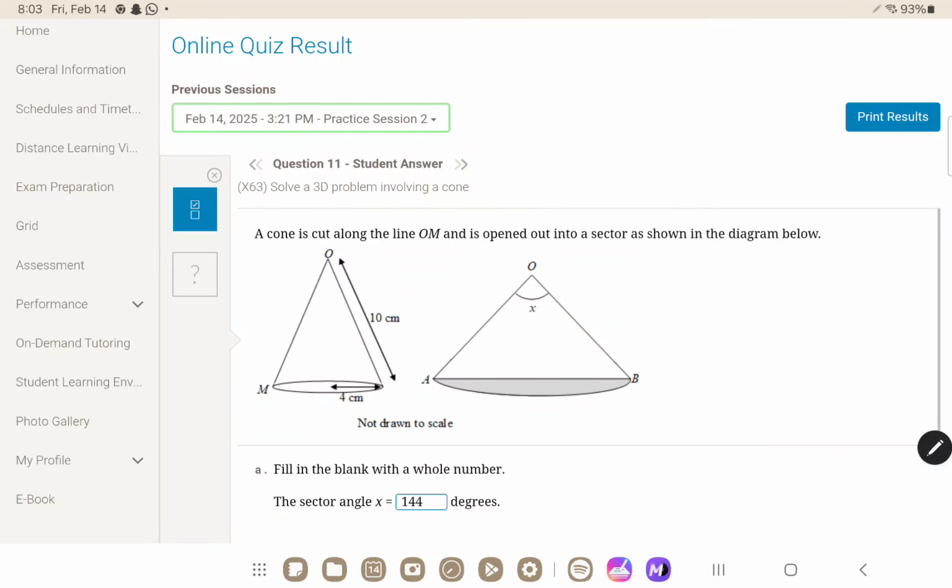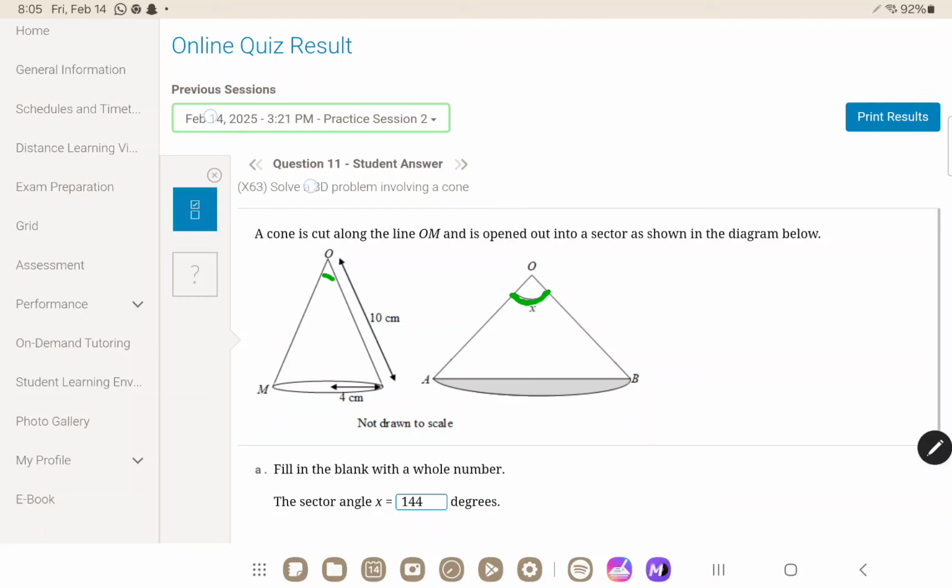Okay, this is the question with the cone. And I really hate this question. Anyways, let's solve. You need to find sector angle X. Now, what is the sector angle X? It's practically this angle when you open the cone up, obviously.